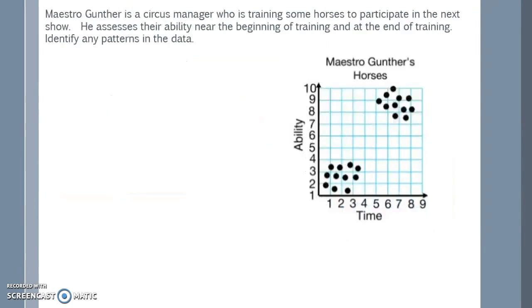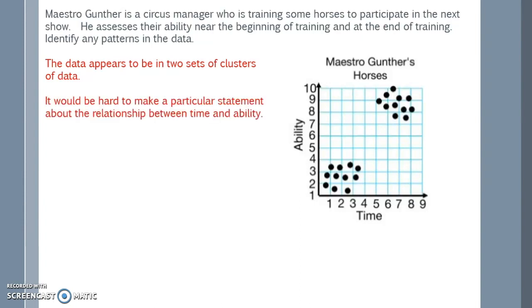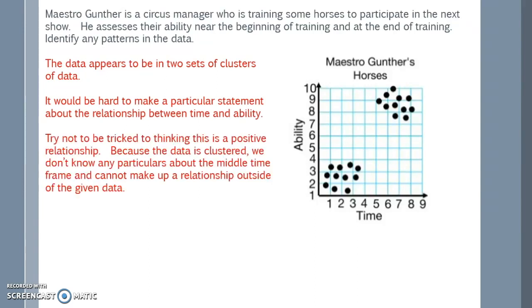Maestro Gunther is a circus manager who is training some horses to participate in the next show. He assesses their ability near the beginning of training and at the end of training. Identify any patterns in this data. The data appears to be in two sets of clusters. It would be hard to make a particular statement about the relationship between time and ability.